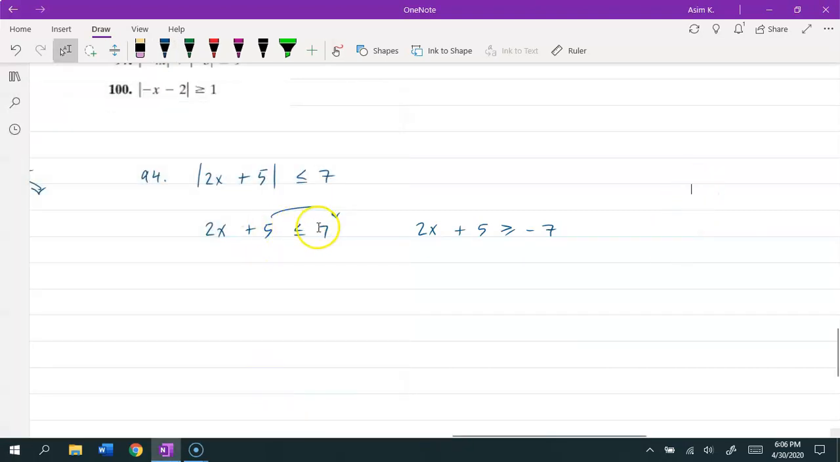So 7 minus 5 is 2, and then divide by 2 on both sides. So you end up with x is less than or equal to 1. Whereas on the right side, you end up with x is greater than or equal to negative 1.